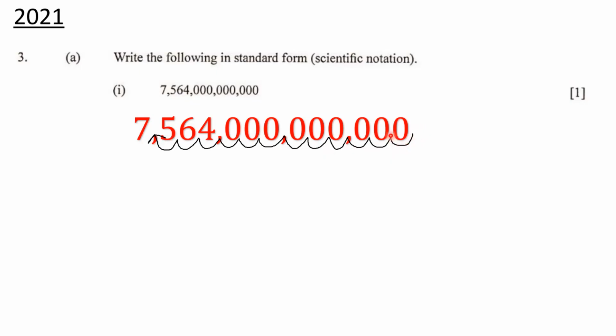So it's going to be 1, 2, 3, 4, 5, 6, 7, 8, 9, 10, 11, 12. So we move it over 12 times. And since we move it over 12 times, it's going to be 10 to the power of 12. And it's positive 12 because we move it over 12 times to the left. And so we have 7.564. We dropped all of these zeros. We only include the non-zero digits. So we have 7.564 times 10 to the power of 12. And that's our answer for this question.